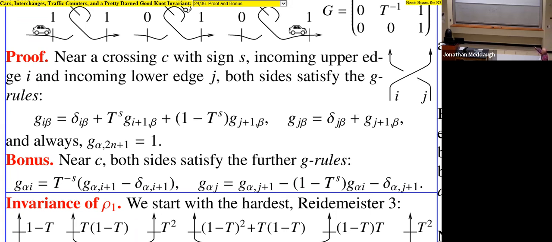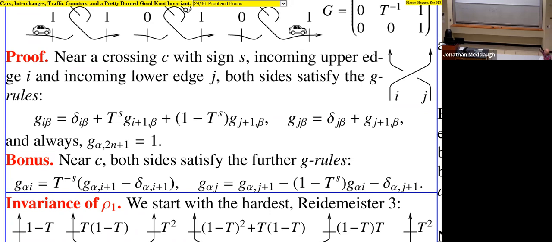And likewise, the relation on the left can be interpreted as, so ignore the Kronecker delta function, basically, if a car enters at I, it exits with probability t to the s at I plus one, or with probability one minus t to the s at J plus one. That's exactly the traffic rules that I wrote before. Okay, so I've proven this interpretation.